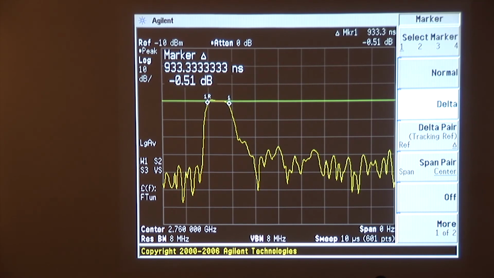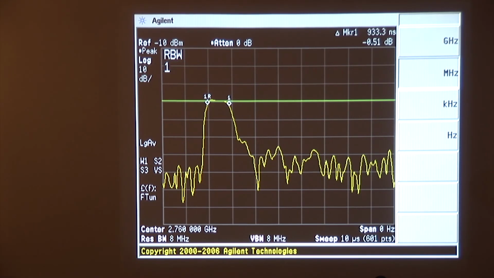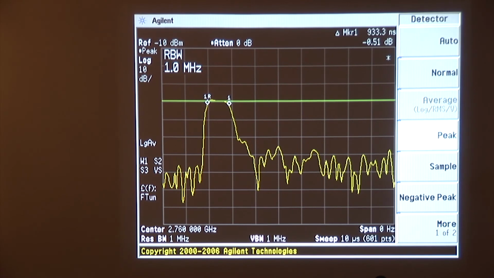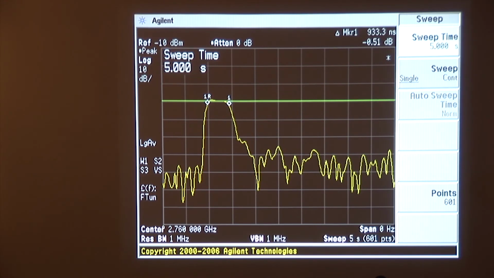Now, having done all this, we're ready to run the actual spectrum measurement, the stepped algorithm measurement, and for that, we're going to go back to the bandwidth of 1 megahertz. We're going to verify that our detection is positive peak. We will go to a sweep time of 5 seconds, and the reason is the radar rotates every 4.6 seconds. So if we have the measurement system wait for an interval of 5 seconds, then we know that the radar will look in our direction every time we take a measurement point, and the radar is tuned to a center frequency of 2760.